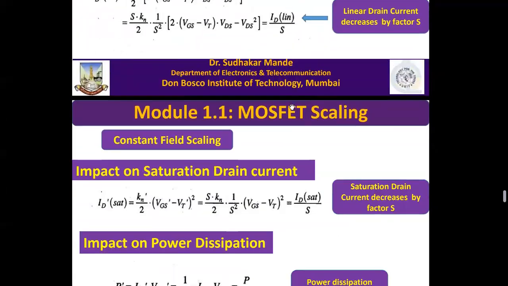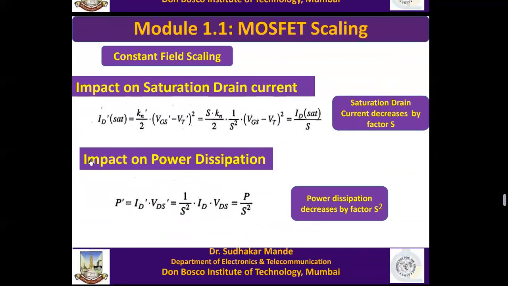Now similarly, saturation drain current. In the same way, you can prove that saturation current reduces by factor S in constant field scaling. Now let us see the impact on power dissipation. Power dissipation is given by current multiplied by voltage. Current is reducing by factor S, and voltage is also reducing by factor S. Therefore, my power dissipation reduces by factor S square. ID into VDS is power before scaling, and this is power after scaling.